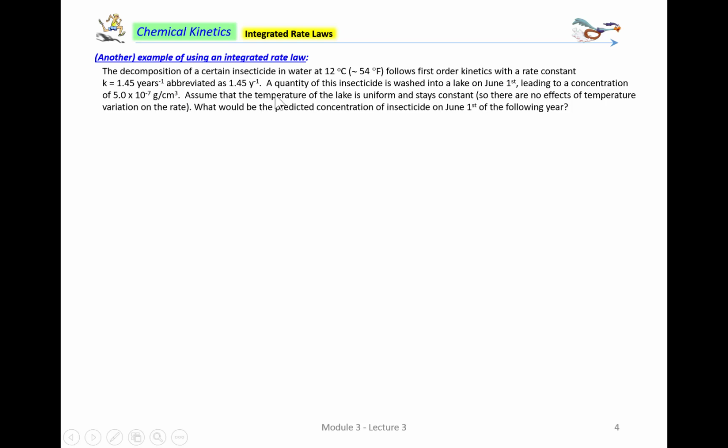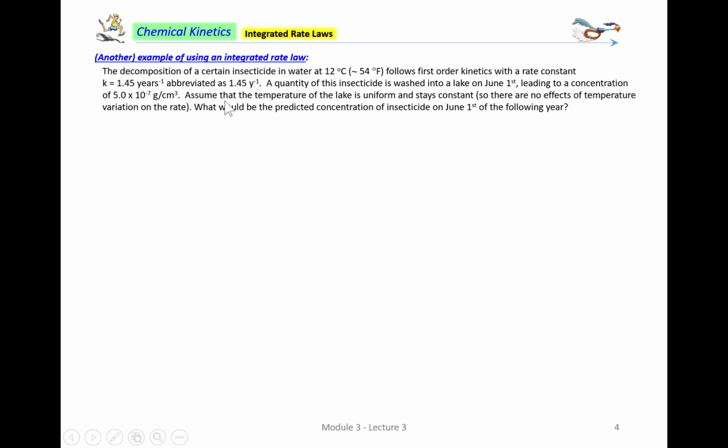Now, suppose a quantity of this insecticide is washed into the lake on June 1st, leading to a concentration of 5 times 10 to the minus 7 grams per cubic centimeter. Again, this is an unusual concentration unit, but it's a concentration unit. We have concentration, we have time, we're okay. So this is the initial concentration of the insecticide.